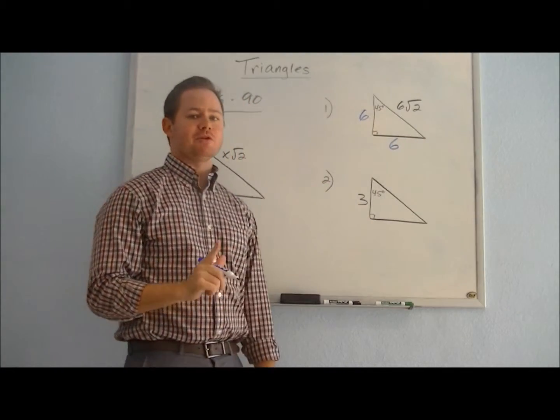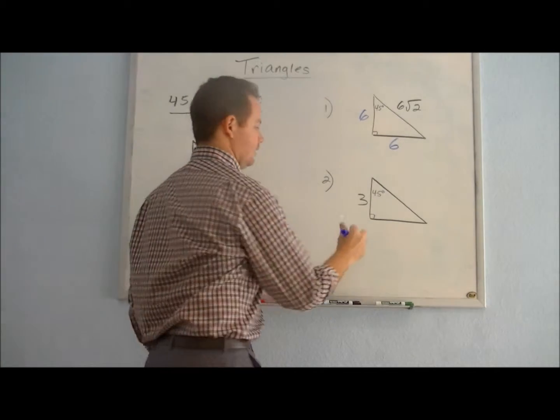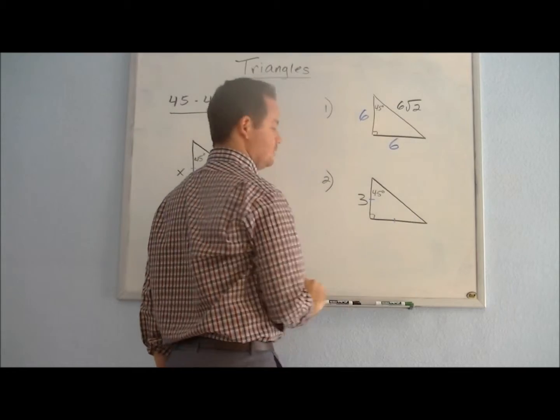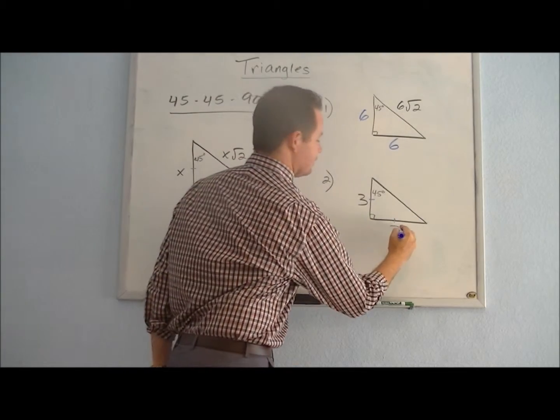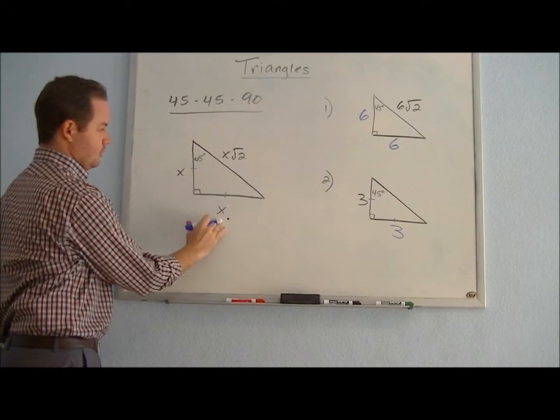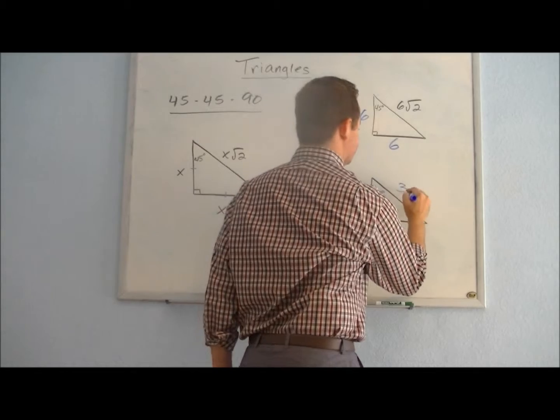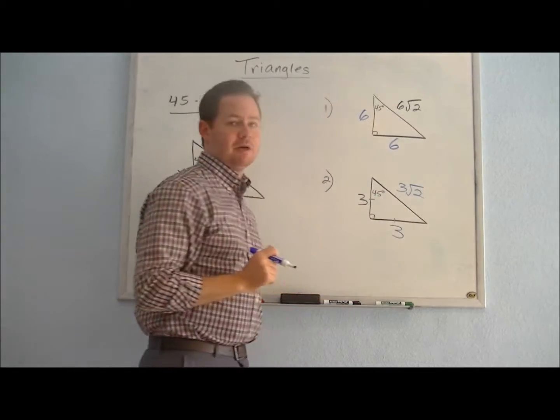Same thing here on number 2, but we're going to go in the reverse direction. If the short side over here is 3, and we know that these 2 sides are equal, well, this one is also 3, and then following this format we have 3, 3, and we plug in a 3 in place of x, and that will give us 3 root 2 for that hypotenuse.